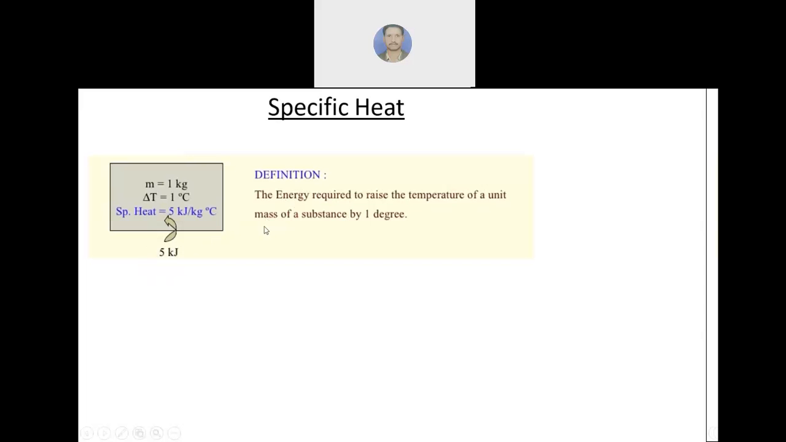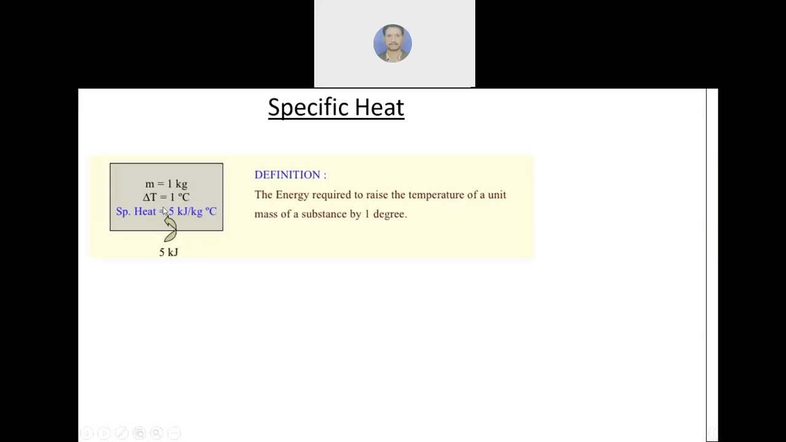Means 5 kilojoule of energy is required to raise the temperature of unit mass. What do you understand by unit mass? Write in the comment box. When mass is 1 kg, it is unit mass. So energy required to raise the temperature of unit mass by 1 degree. How much are you raising the temperature? By 1 degree. So change in temperature, delta T, is 1 degree.